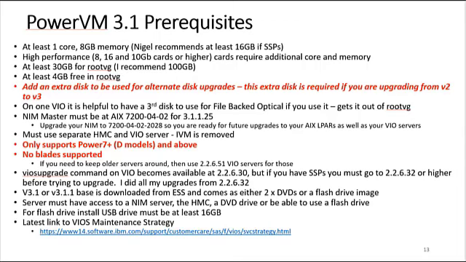I usually on my VIO servers actually have a 3rd disk that I use for file-backed optical. I don't like having my file-backed optical in root-vg. It can make for some large backups.